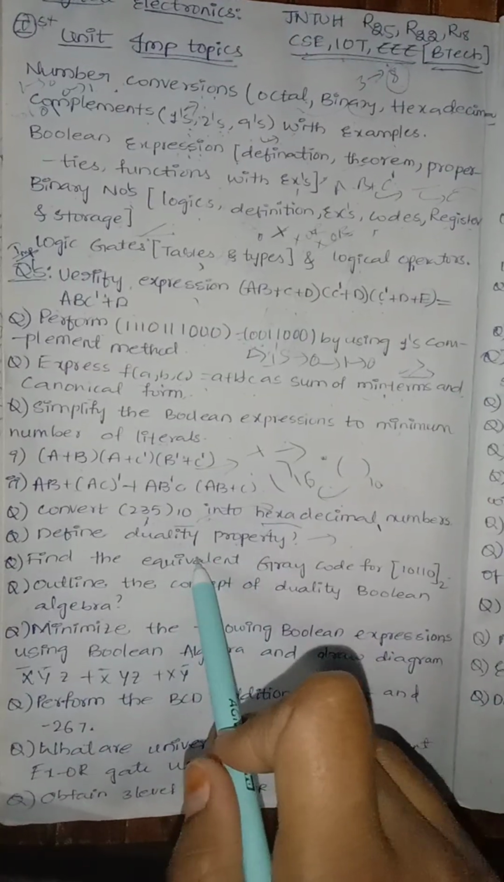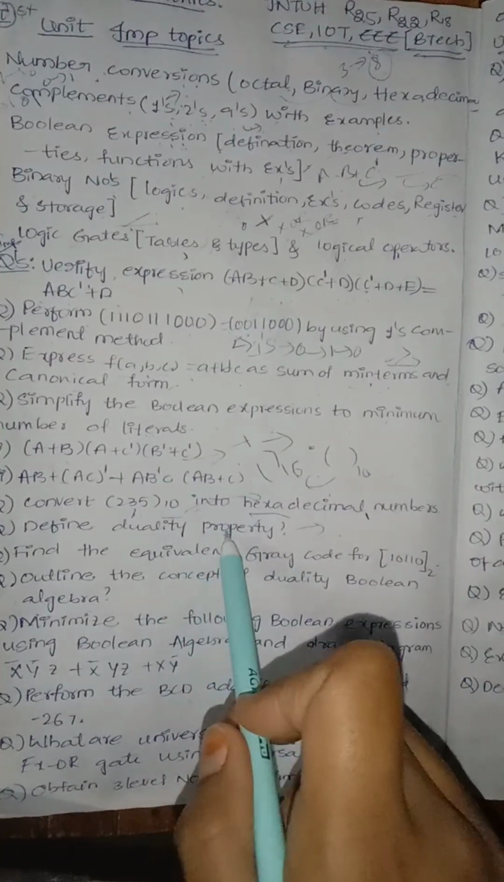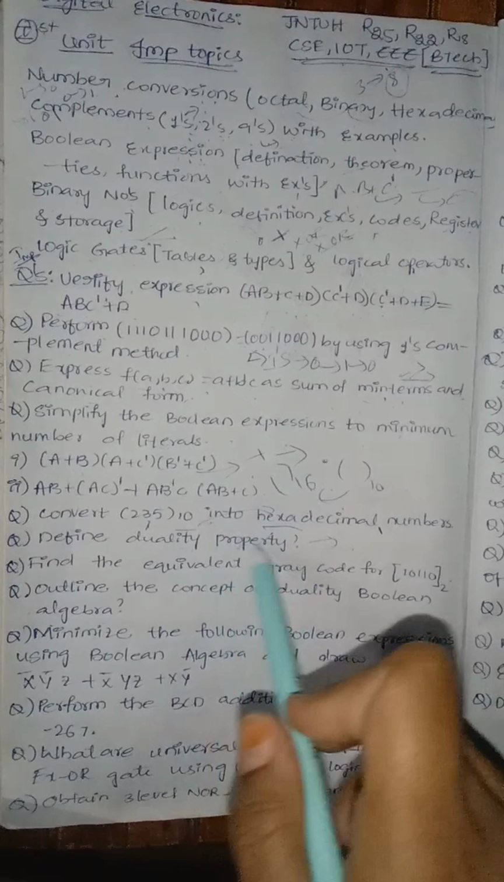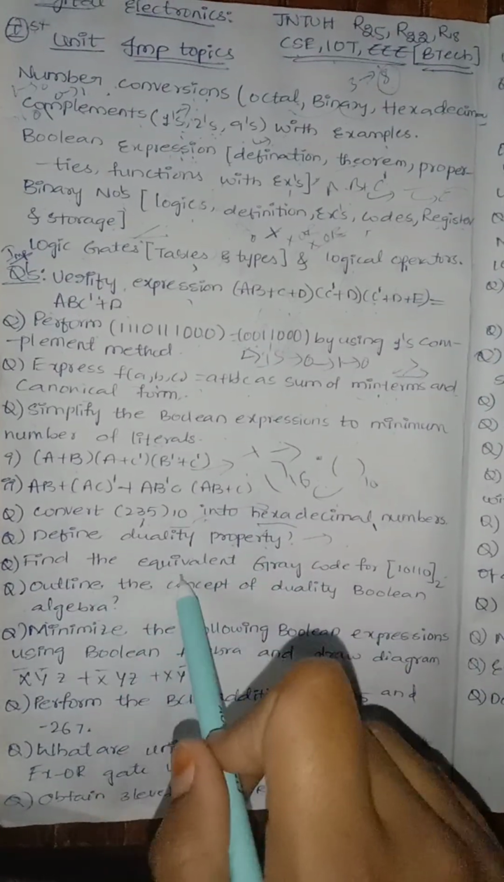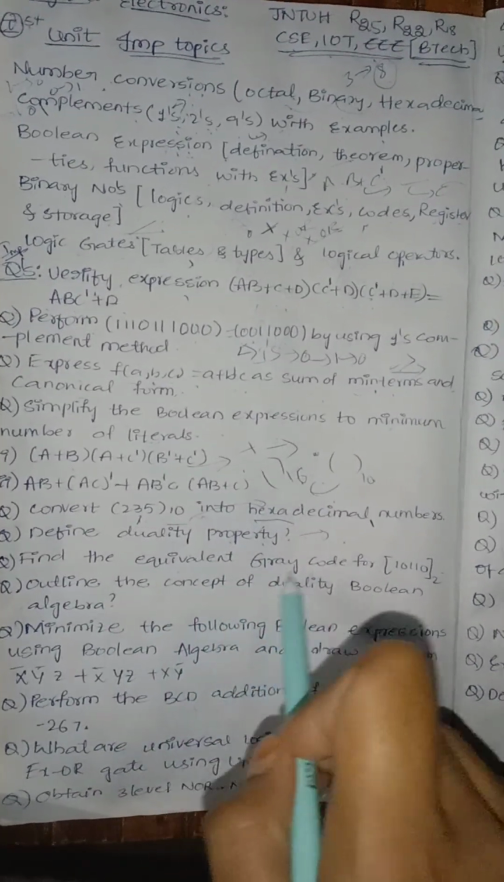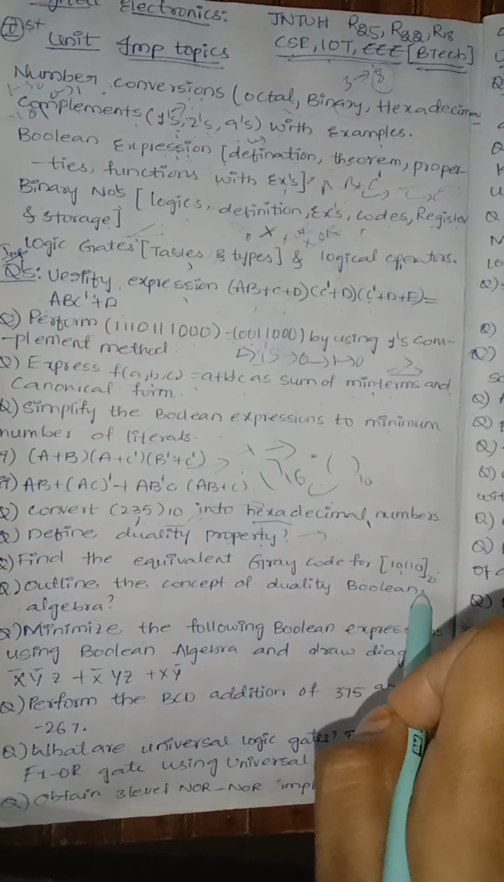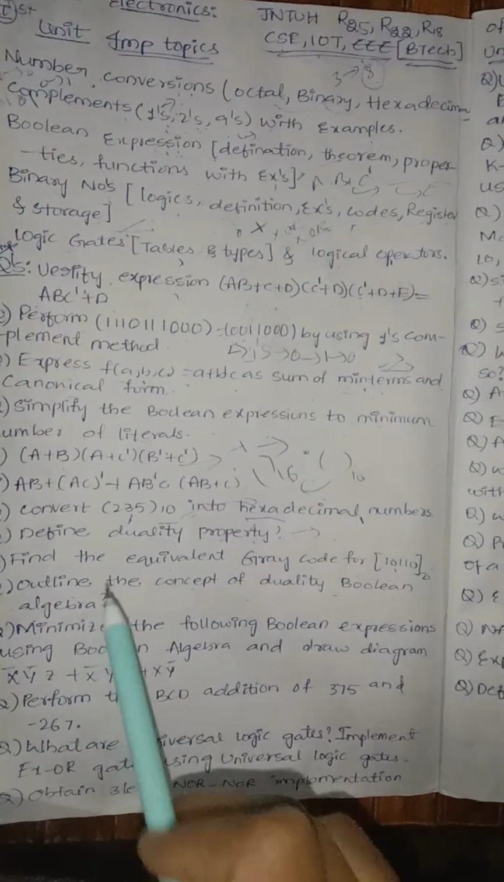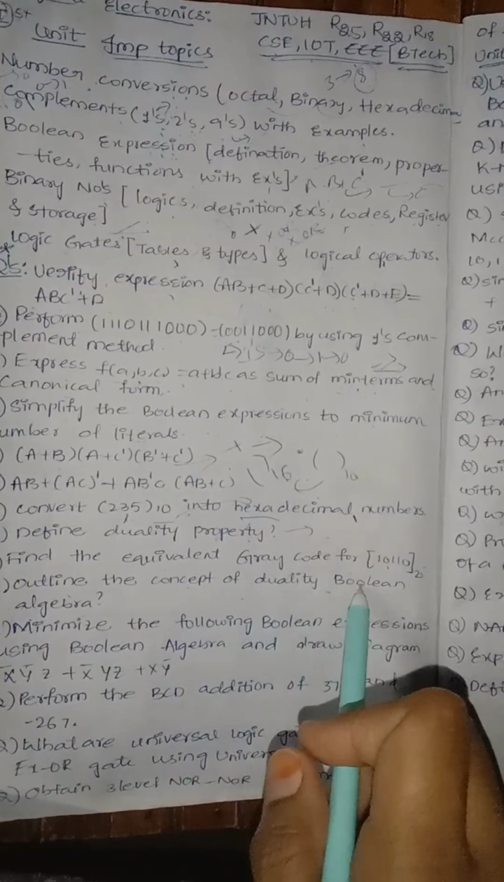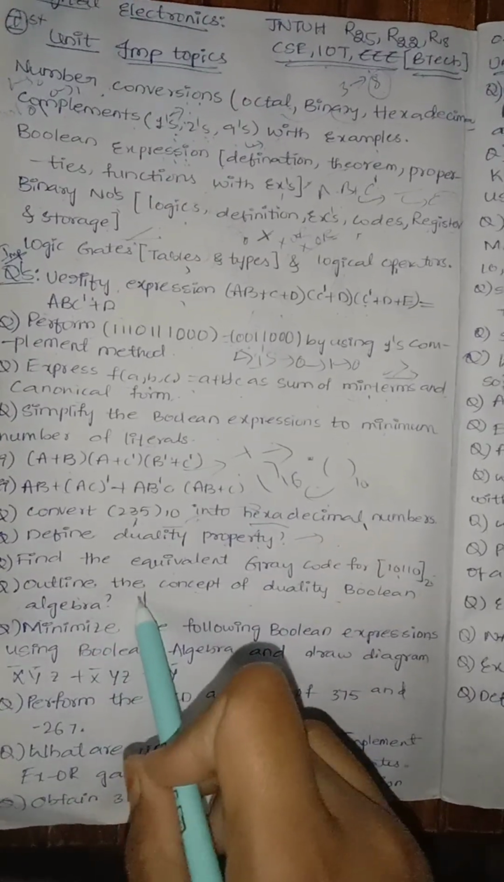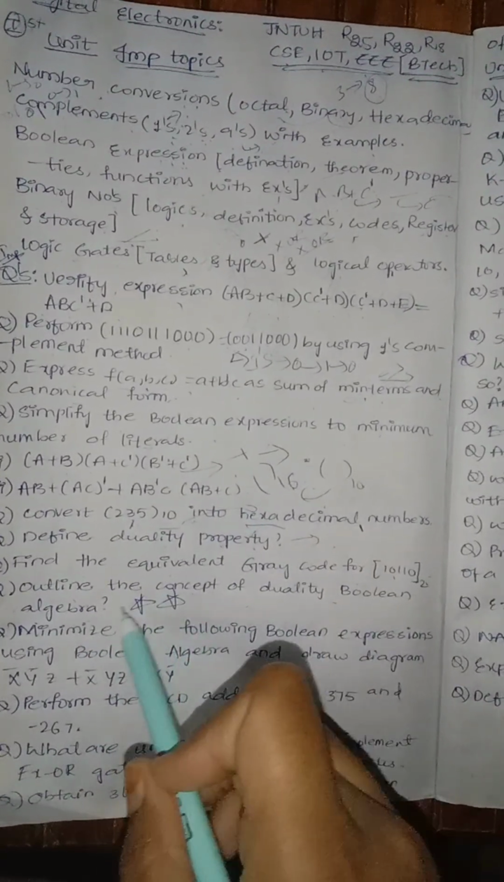We use this property in Boolean expressions, and you need to write an example for this duality property. Find the equivalent Gray code for 10110 binary. Outline the concept of duality in Boolean algebra. It is an important question. They asked this question in 2 question papers.